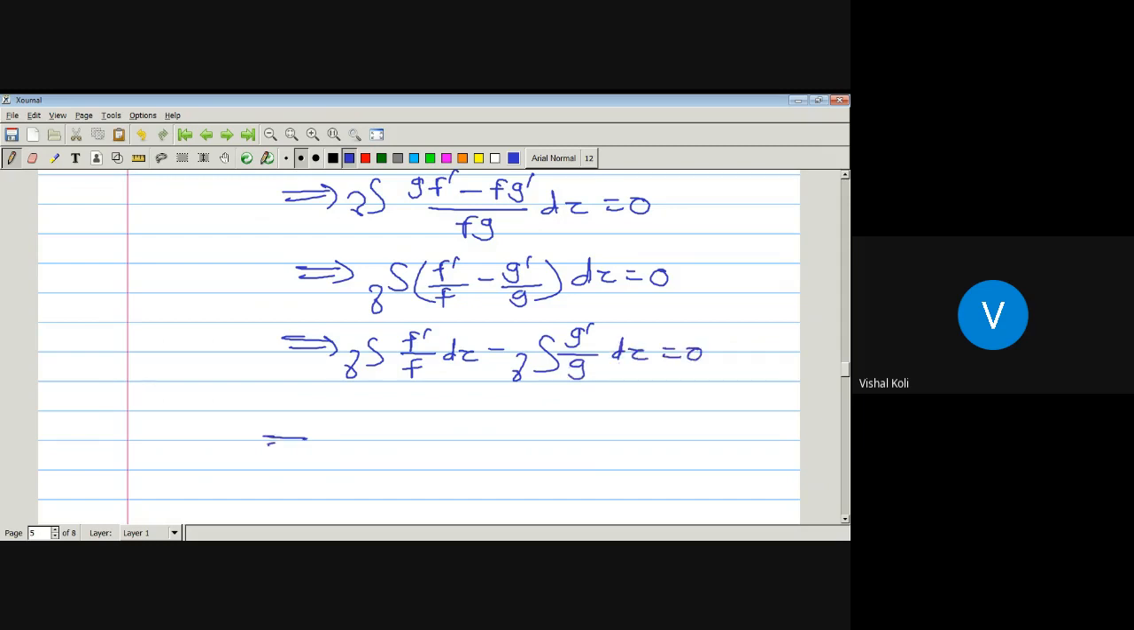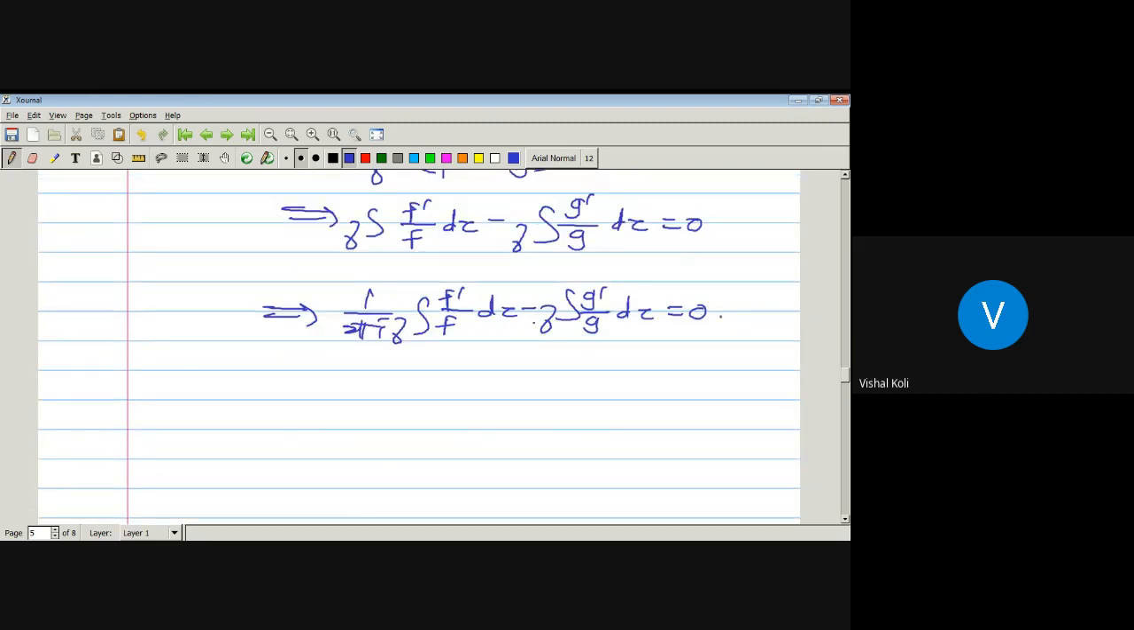Multiply both sides by 1 upon 2 pi i. Integration over the curve gamma of f dash divided by f dz, minus the integration over the curve gamma of g dash divided by g dz, which is equal to 0. Sorry, here we have to take 1 upon 2 pi i.